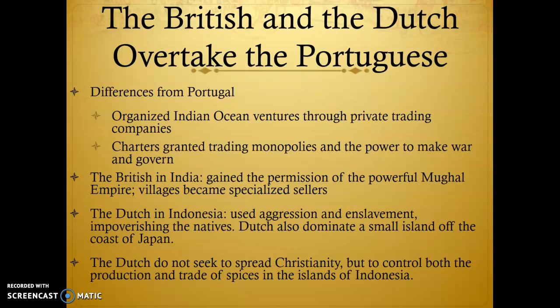The British, of course, will end up primarily in India, and they are going to gain some permission of what is at the time a very powerful empire. We'll spend a little bit of time with the Mughal Empire, a Turkish, Mongol-related group that had been dominating India in this time, but the power of the corporation and the military behind it is really what's driving some of the expansion of the British in India. And this will happen over a long period of time, and we see really important consequences as a result of this.